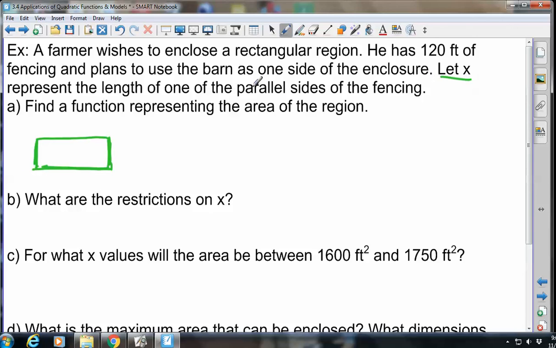I need to come up with some variables here. It says x represents the length of one of the parallel sides of fencing. So these two sides have a length of x. We're not putting fence over here because this is where the barn is. So what would this be in terms of x?